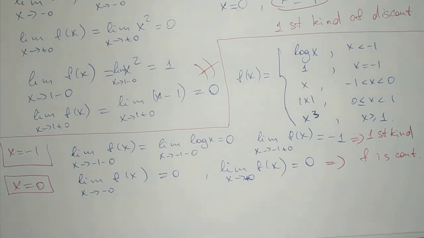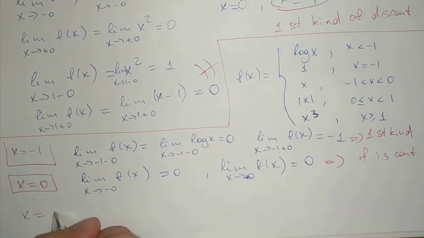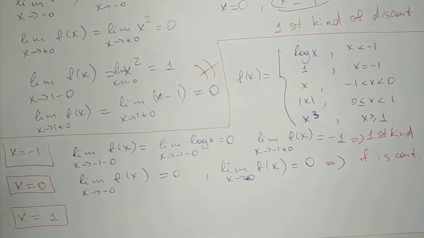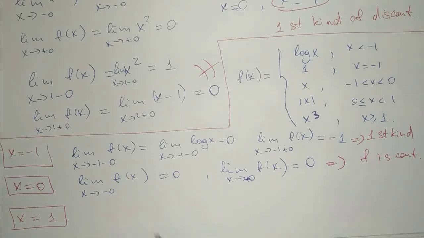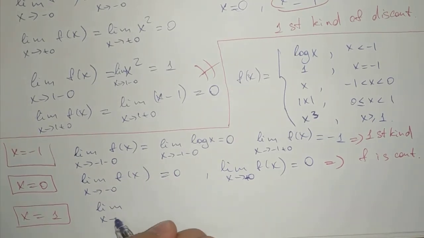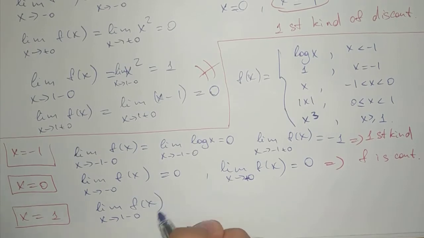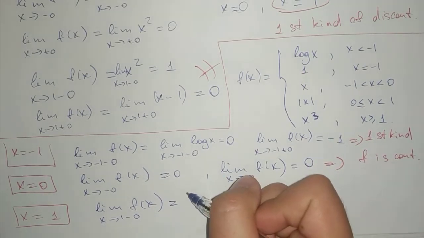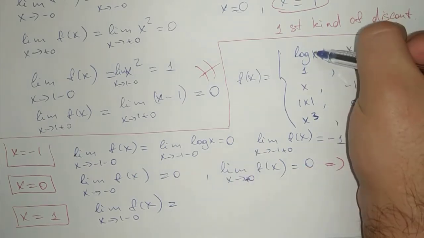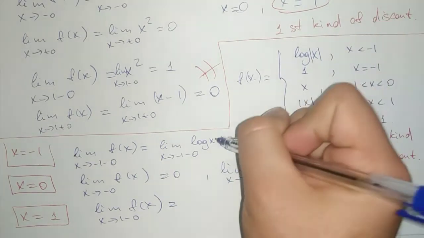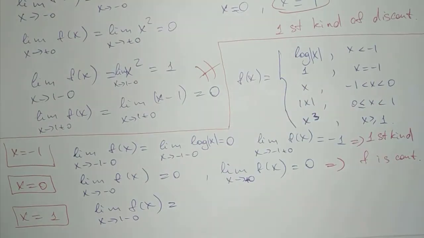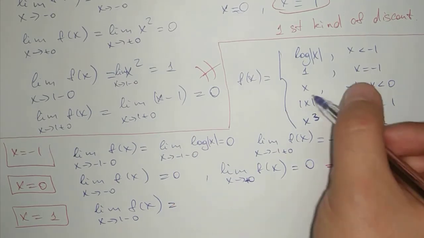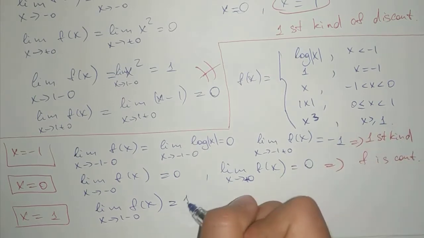And the last point, it is x is 1. So here we have the following limits. One-sided limits. 1 -0 of f of x. So 1 -0, here we have the absolute value of x, it's 1 just. This is just 1. Here we have the absolute value of x, of course, sorry. Absolute value of x. Limit f of x, it is now absolute value of 1, it is 1.